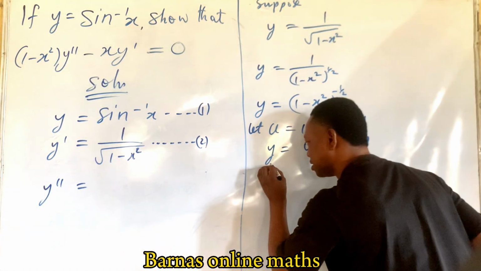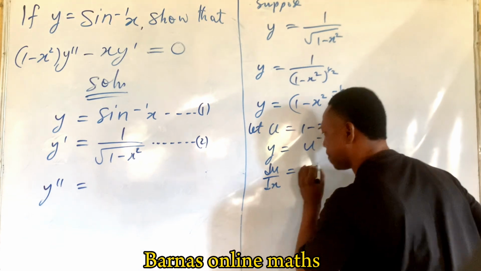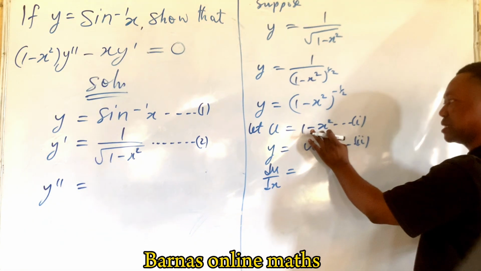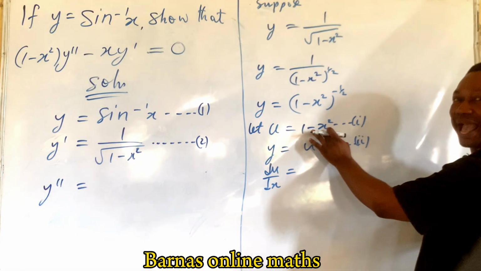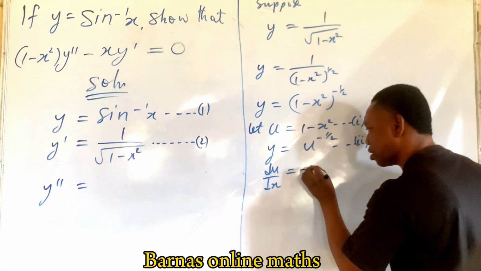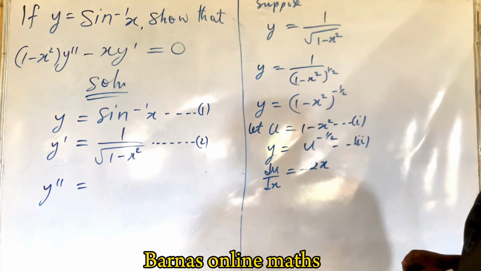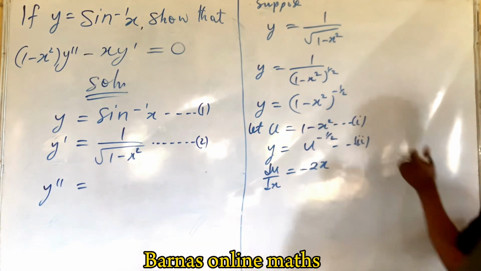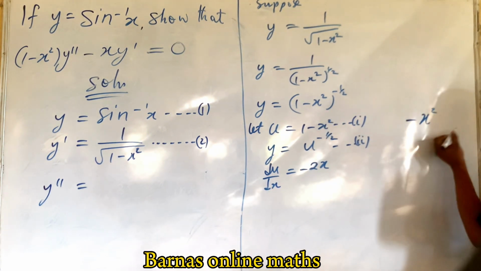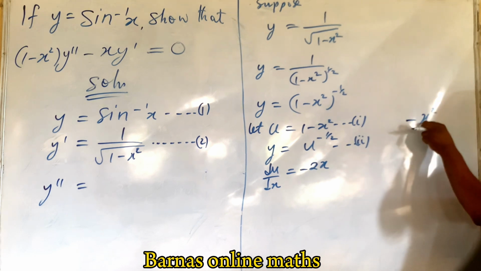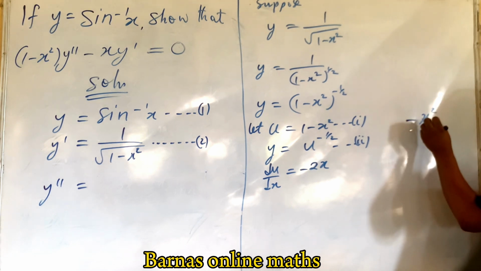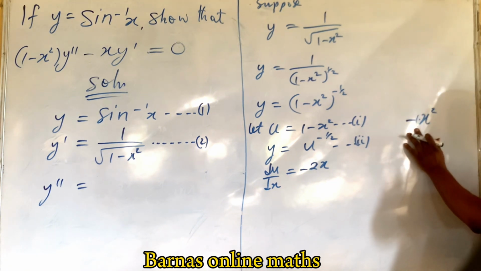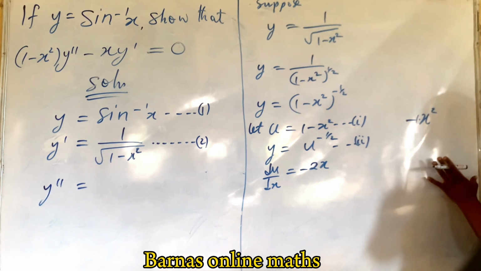So we now have that du dx will be equals to, differentiate 1 is a constant, is 0. Differentiate minus x squared will give us minus 2x. How did we do that? Look at it. When we have minus x squared, the power is 2, the coefficient is minus 1, invisible 1 is here. So for us to differentiate, you multiply the power by the coefficient. After that, you subtract the power by 1. Can we do that?